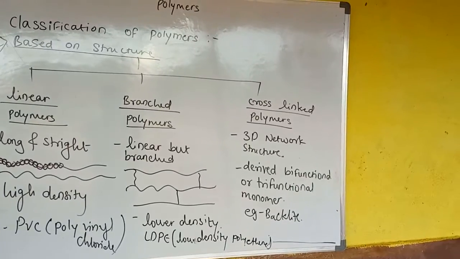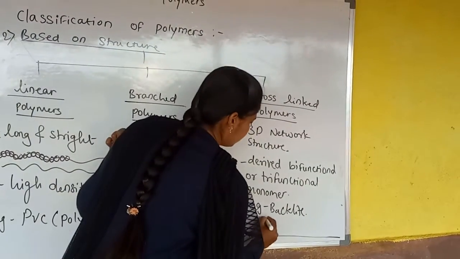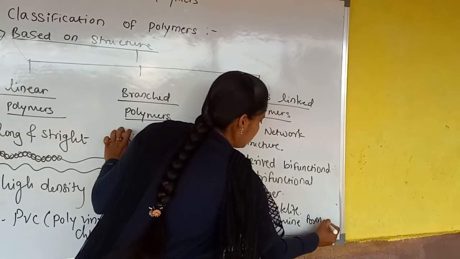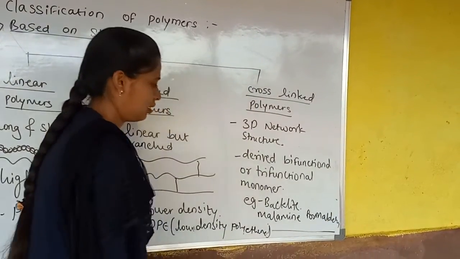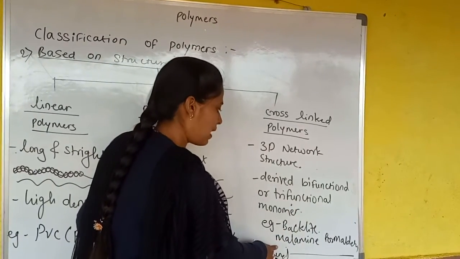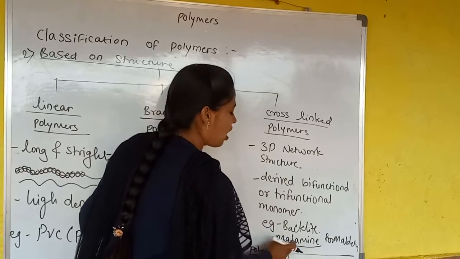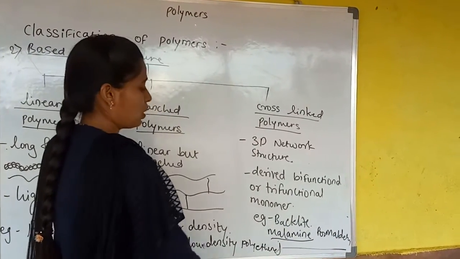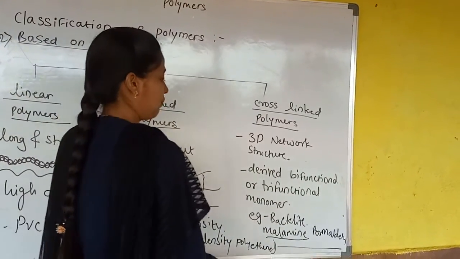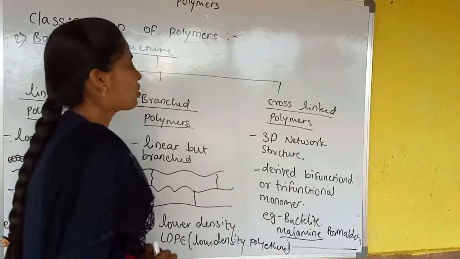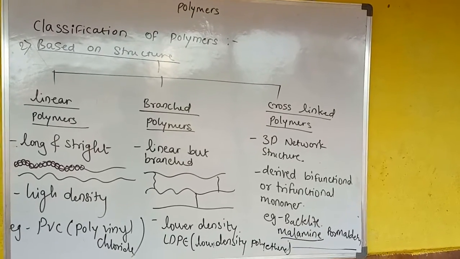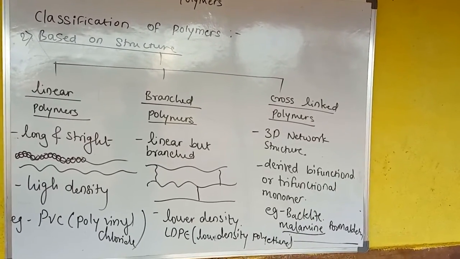Understood, students? One more example of cross-linked polymer is melamine formaldehyde. Now see here. What I said, they are bifunctional or trifunctional. In the melamine formaldehyde, it has one amine group and one formaldehyde group. So it has two monomers, which are the bifunctional monomers. When they get combined, it will form cross-linked polymer, which has a three-dimensional structure. This is all about classification based on the structure. Okay, students, thank you.